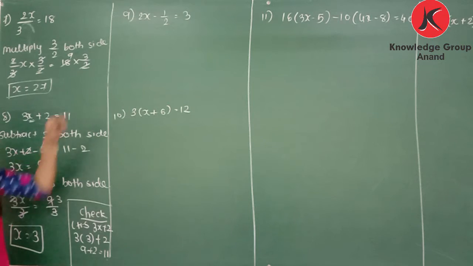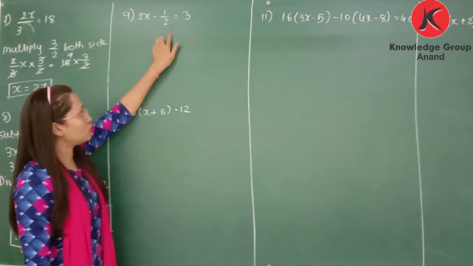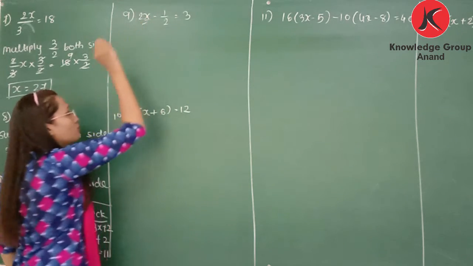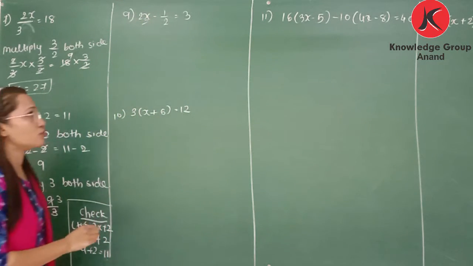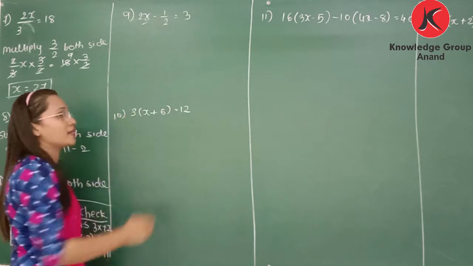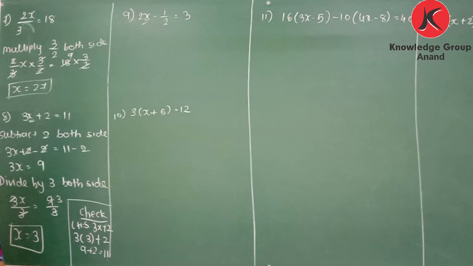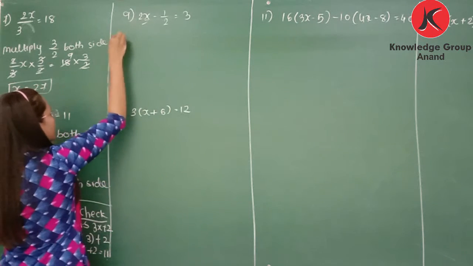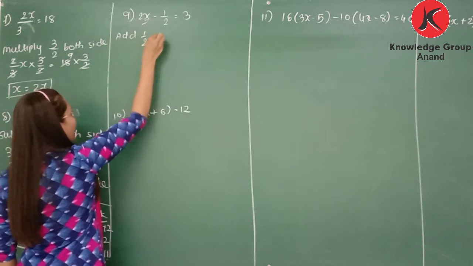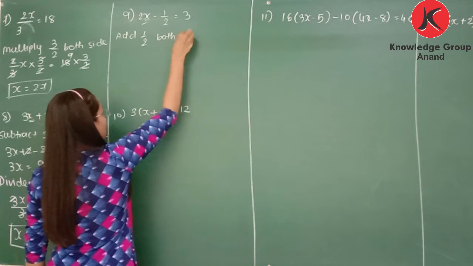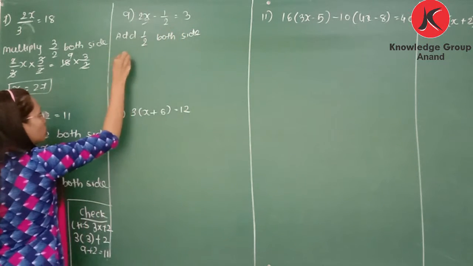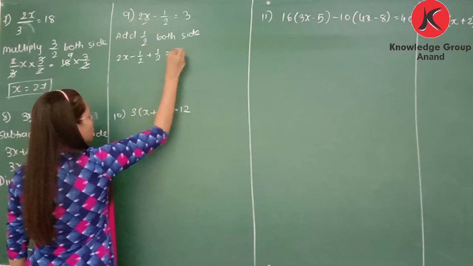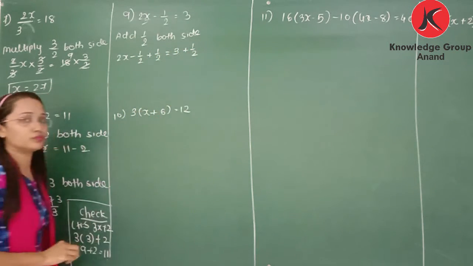Now next one. 2x minus 1 by 2 is equal to 3. So here what we need to find is unknown variable x. Means you need to remove first minus 1 by 2. How we can remove minus 1 by 2? By add 1 by 2 both sides. So we can write add 1 by 2 both sides. So we have 2x minus 1 by 2 plus 1 by 2 is equal to 3 plus 1 by 2.